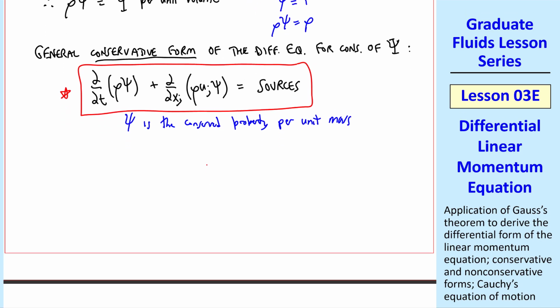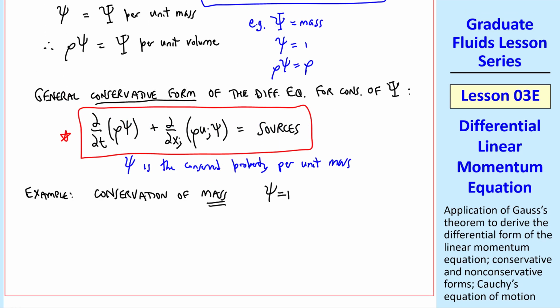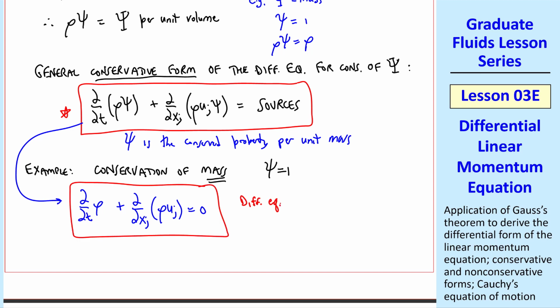Again, we'll use mass as our example, where mass is truly conserved. As we mentioned up here, for mass, psi equals 1. So this equation becomes ∂/∂t of rho plus ∂/∂xj of rho uj equals 0. So this would be our differential equation for conservation of mass in conservative form.